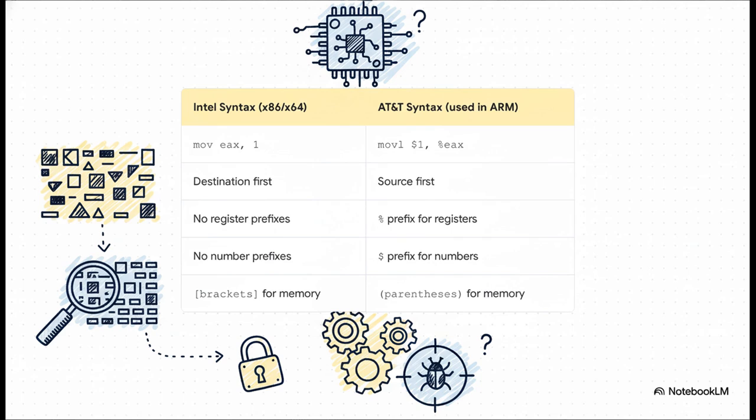Just look at this. With Intel syntax, which you see a lot with x86, you say, move into this box, this number. The destination comes first. But with AT&T syntax, common in the ARM world, it's flipped. You say, move this number into this box. The source comes first. And it's not just the order. They use totally different symbols for everything. It's almost like learning Spanish and Portuguese. They're related, but you can't just swap them and expect things to work.